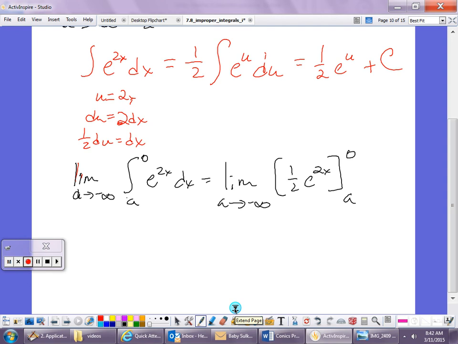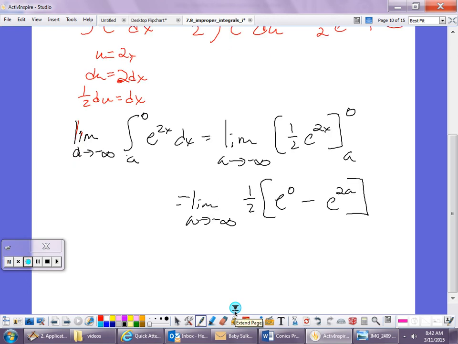This is going to be 1/2 e to the 2 times 0 minus 1/2 e to the 2 times a. So we're looking at the limit as a goes to negative infinity of, I'm going to pull the 1/2 out because it's just going to make things easier. 1/2 e to the 0 power, 2 times 0 is 0, minus e to the 2a. Now, what's going to happen is a goes to negative infinity. Well, e to the 0 is just 1. So I've got 1/2 times 1 minus e to the negative 2 infinity. This is what I'm going to end up with.